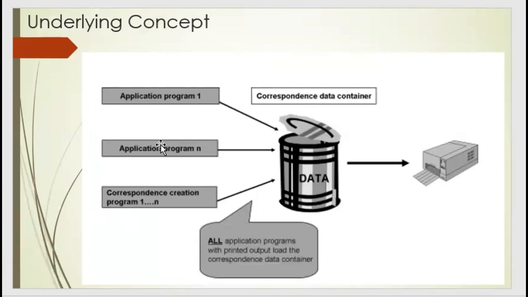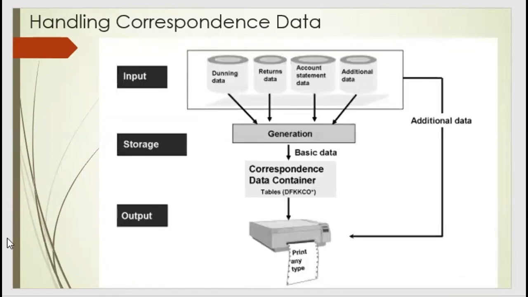Okay, so you can see the system is very simple. We generate some applications or some programs, and those programs will extract all the details from the centralized data. Okay, and then it will send that to the customer or the printer machine which generates the physical document. So basically handling the correspondence is very technical in nature. So we have input information. Input information may be dunning data or return data or any of these correspondences we discussed.